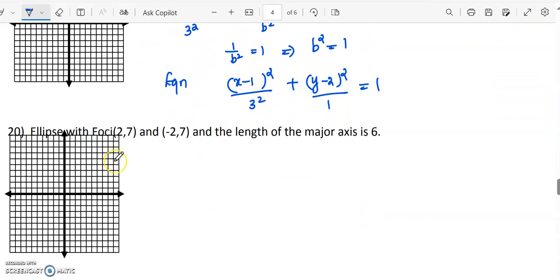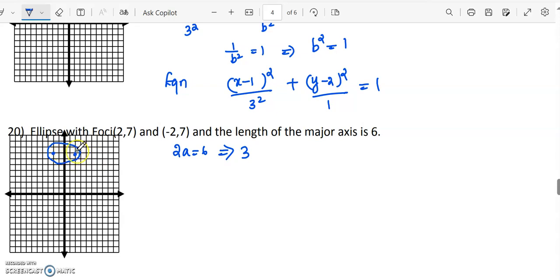Next one, ellipse with foci (2, 7) and (-2, 7), and the length of the major axis is 6. So the length of the major axis is 6. That means 2a will be equal to 6. So a will be equal to 3. So the foci will be (2, 7) and (-2, 7). So these will be the two foci. This will be the point (2, 7), and this will be (-2, 7). And since the major axis has length 6, this will be the length of the major axis.